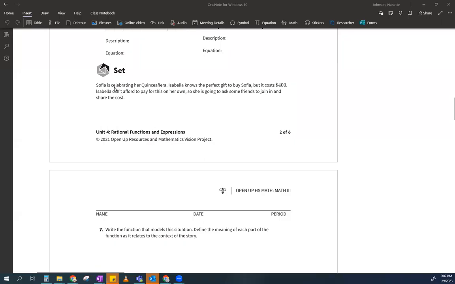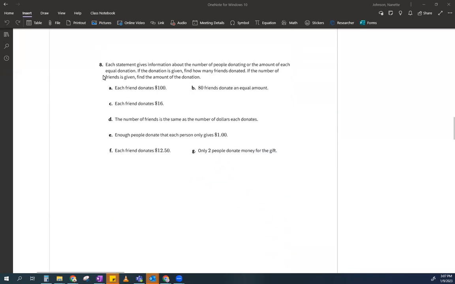So now we're working on 4.1 and we're going to go down to 8, D as in David. So here's the context. It says Sophia is celebrating her quinceañera. Isabella knows the perfect gift for Sophia, but it costs $400. Isabella can't afford to pay this on her own, so she's asking friends to help and join in and share the cost.